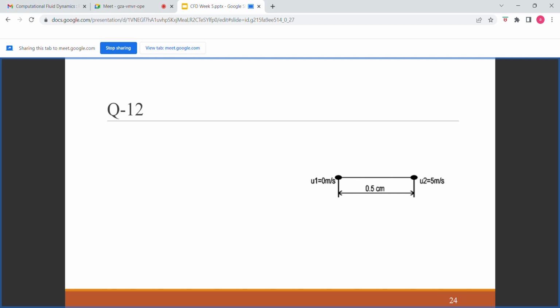So we'll move on to question 12. In question 12, two grid points are given, that is u1 is equal to 0, u2 is equal to 5, and they are at a distance of 0.5 centimeter.